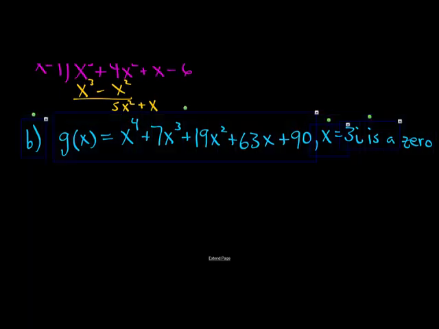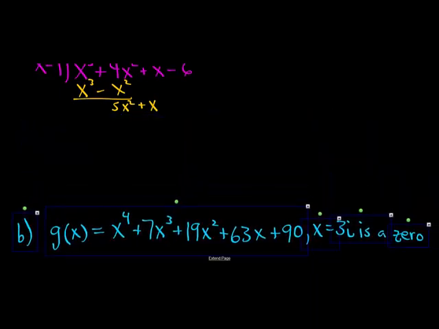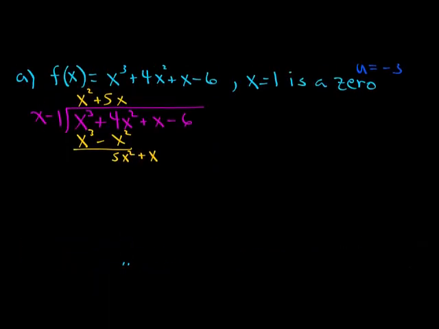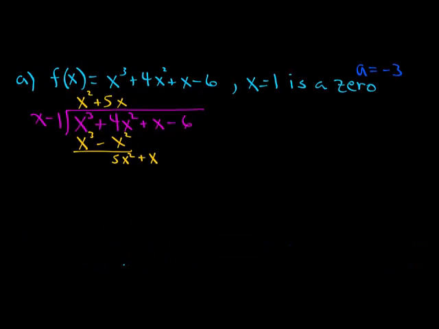Let me just bring this next problem down a bit. There, fixed it. Okay, so let's see what we've got now. I'm going to multiply 5x times x minus 1. I get 5x squared minus 5x. And I subtract, and I get 6x. Bring down the minus 6.